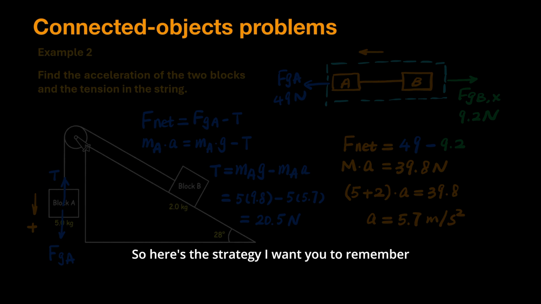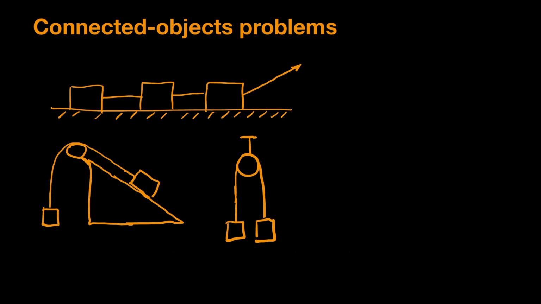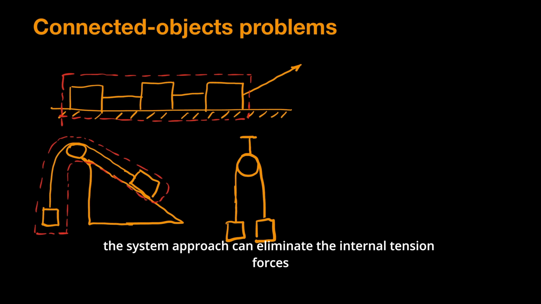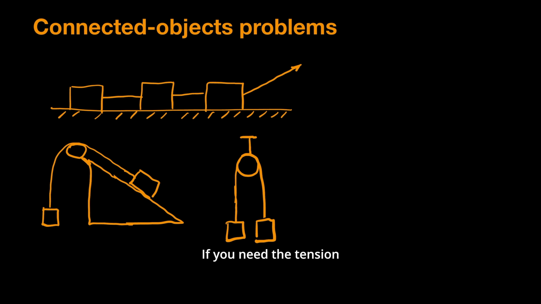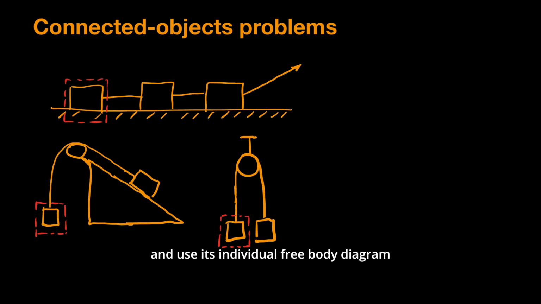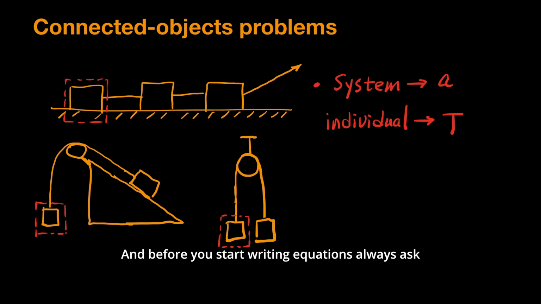So here's the strategy I want you to remember. When several objects are connected and move together, ask yourself, can I treat them as one system? If you are looking for the acceleration, the system approach can eliminate the internal tension forces and make the problem much simpler. If you need the tension, then isolate one of the objects and use its individual free body diagram. So remember, system for acceleration, individual object for tension. And before you start writing equations, always ask, what should my system be?